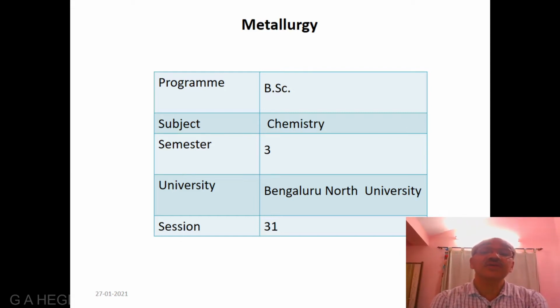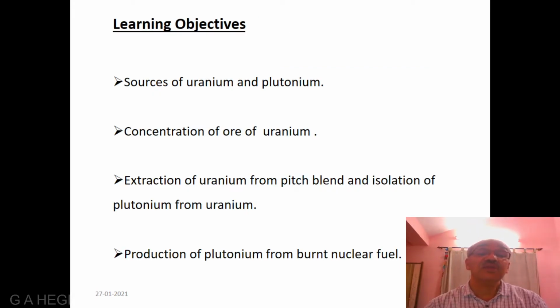Today, we shall discuss about the fifth session of Metallurgy. This chapter is included for third semester BSc, Bangalore North University. In this session, we will discuss about the sources of uranium and plutonium, concentration of ore of uranium, extraction of uranium from pitchblende, and isolation of plutonium from uranium. Production of plutonium from burnt nuclear fuel.